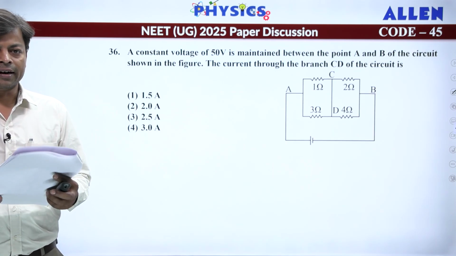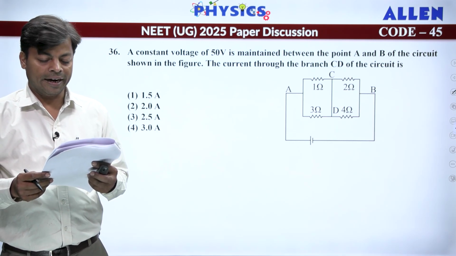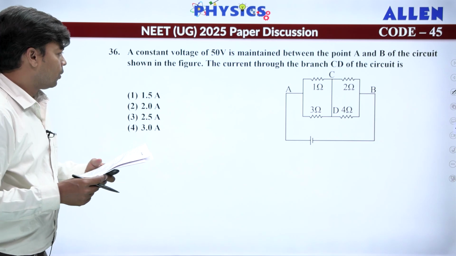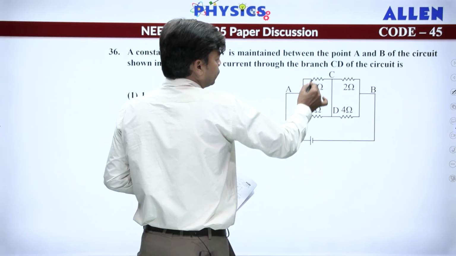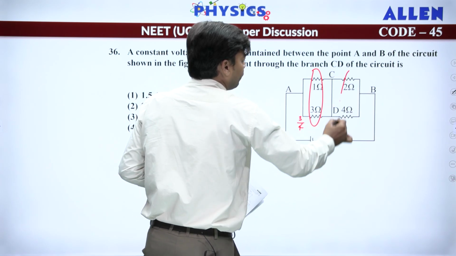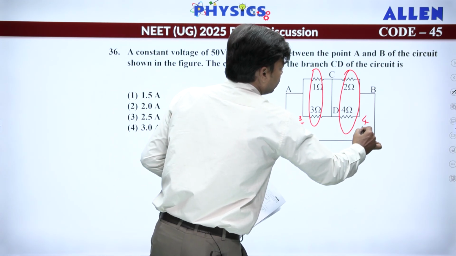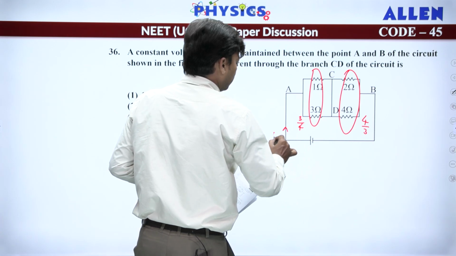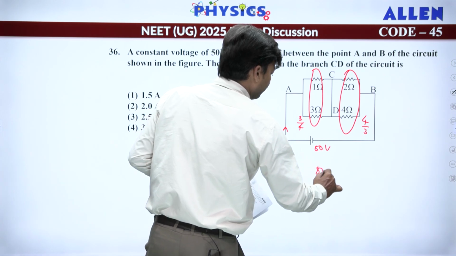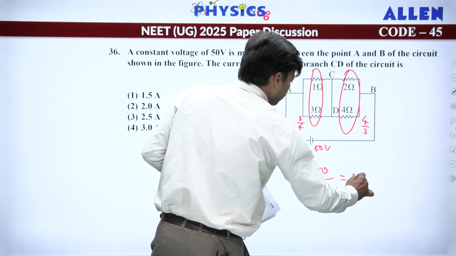Question number 36 is a slightly long one. It says a constant voltage of 50 volt is maintained between points A and B. In the circuit shown in the figure, the current through branch C and D is. So here we can see that these two are in parallel. The equivalent resistance is going to become 3 by 4, and these two are in parallel. The equivalent resistance is going to become 4 by 3 ohm. So overall current I will become 50 volt, given in the question, divided by (3 by 4 plus 4 by 3), and if you do this, we'll get 4 amps.